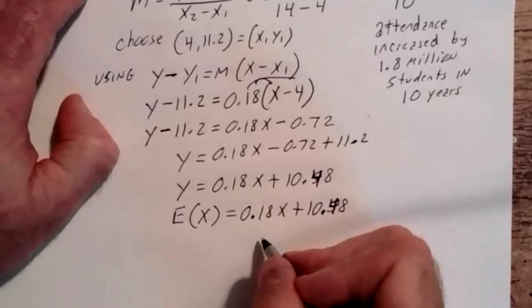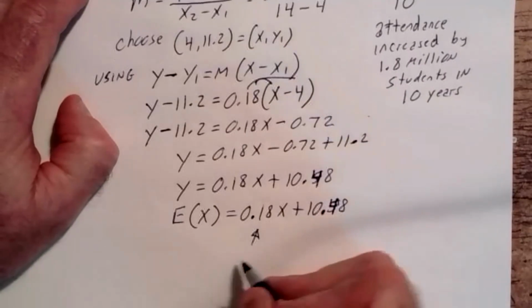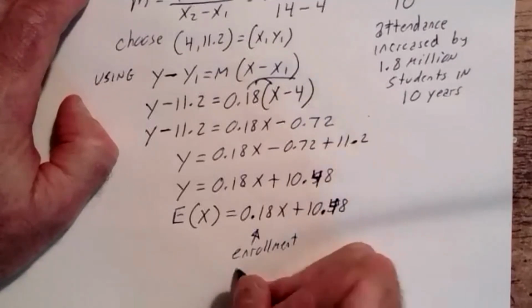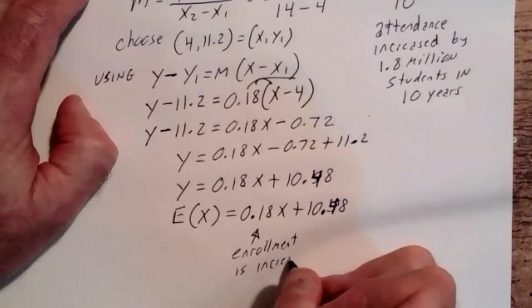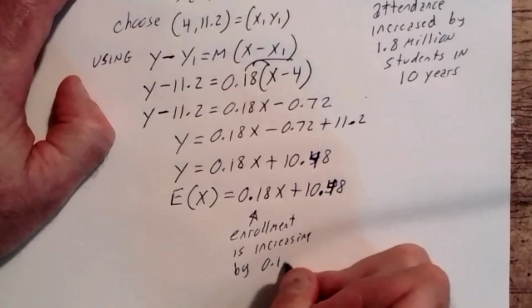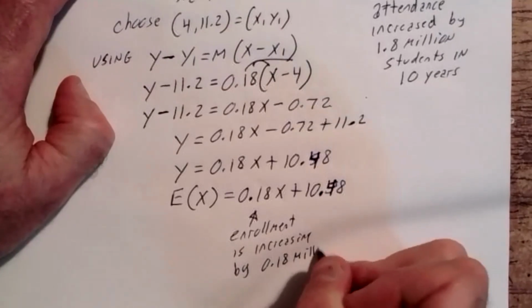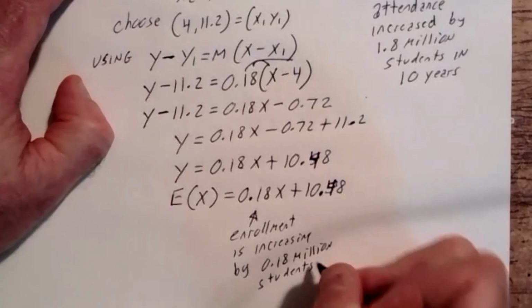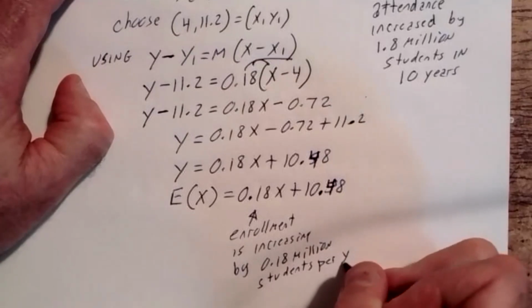How do we interpret the slope, ladies and gentlemen? The slope is saying that enrollment is increasing by 0.18 million students per what? Per year?